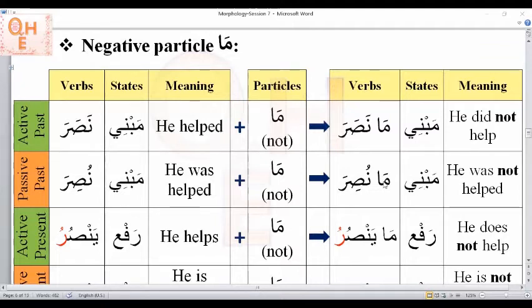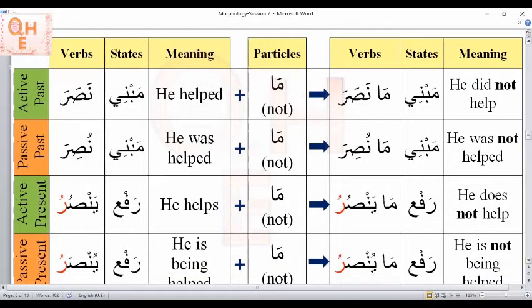Ma negates the original meaning, right? Because its meaning is not. So originally the meaning was he was helped. Then ma negates the meaning. It becomes he was not helped. Okay. Now let's go over present tense.